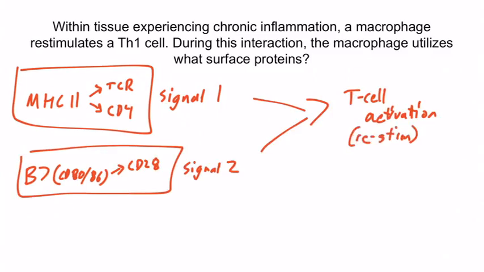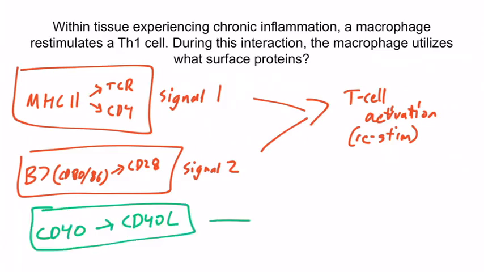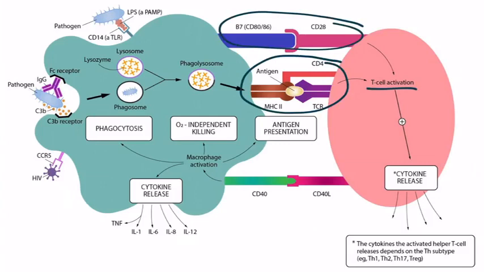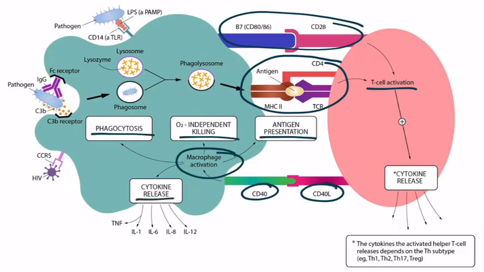And that last part of the interaction is more about activation of the macrophage. And again, that's CD40 on the macrophage binding to CD40 ligand, which is on the T cell. And this leads to macrophage activation. So going back to this image, we can see signal 1, which causes T cell activation, and signal 2, both of which are needed for T cell activation. Then we can also see this CD40 interacting with the CD40 ligand, which causes macrophage activation, which basically tells the macrophage to continue doing all of its work: phagocytosis, killing the pathogen, presenting the antigens, and releasing cytokines. And that concludes this section.